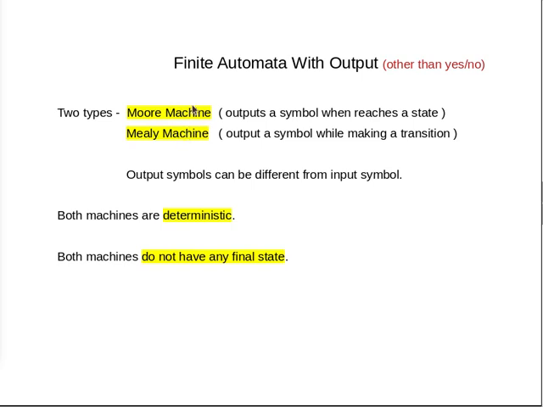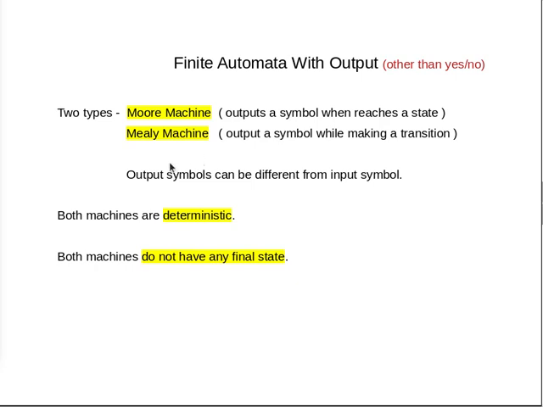So this Moore machine, whenever it reaches a state, so what does the DFA do? It jumps from state to state, right? So this Moore machine is such that whenever the machine reaches some state, it immediately emits or outputs some symbol. And this Mealy machine is almost similar, only the difference is that it outputs a symbol while making a transition. So while it is making a transition from one state to another, during that transition it emits an output symbol.